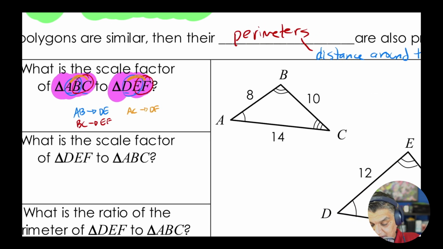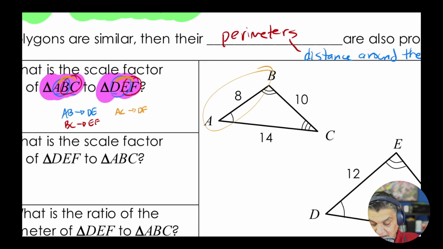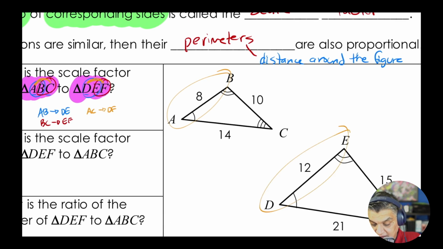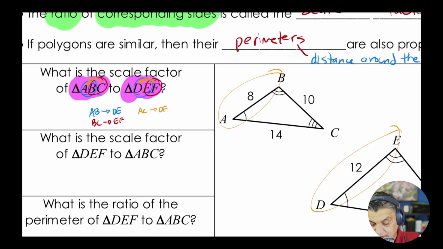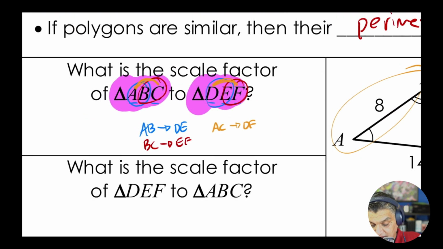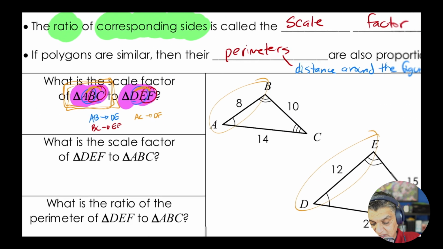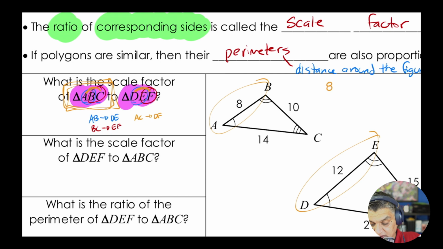So I'm going to look at AB and DE. So here's AB and DE. Which triangle comes first? Well, which one was said first? ABC, right? ABC was said first. So I'm going to put 8 first. Over, which one was said second? Well, the other one, right? And that's 12. So 8 to 12, can I simplify that? What's 8 over 12 if I simplify? How can I simplify 8 over 12?